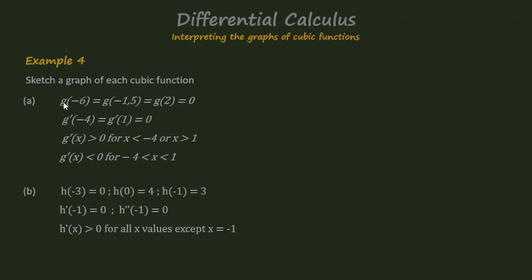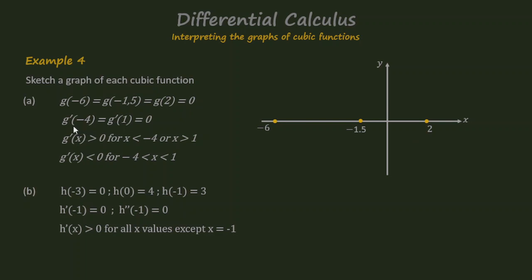This tells me that minus 6, minus 1.5, and 2 are the x-intercepts of the graph. These are the x-intercepts because when x is minus 6, y is 0. When x is minus 1.5, y is 0. When x is 2, y is still 0. We can show on the graph that minus 6, minus 1.5, and 2 are the x-intercepts of the graph.